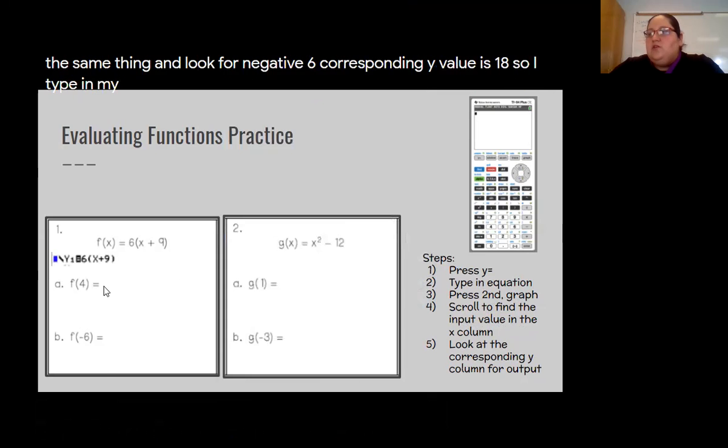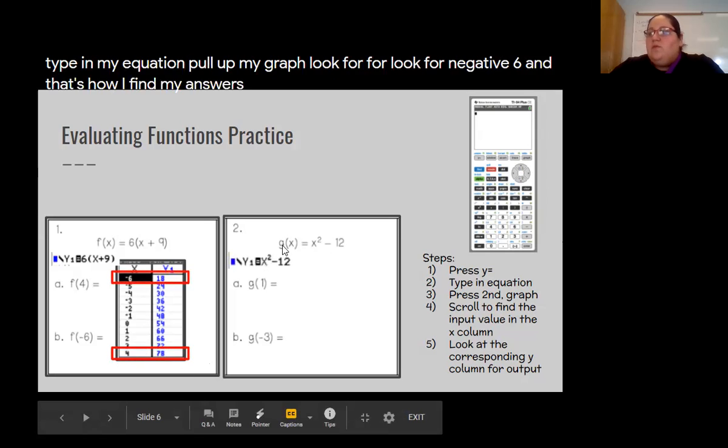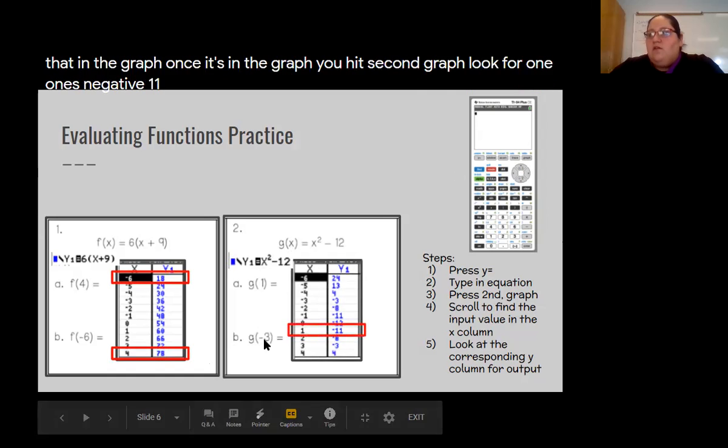So I type in my equation, pull up my graph, look for 4, look for -6, and that's how I find my answers. We do the same thing for this one. You type that in the graph. Once it's in the graph, you hit second graph, look for 1, 1 is -11, look for -3, -3.